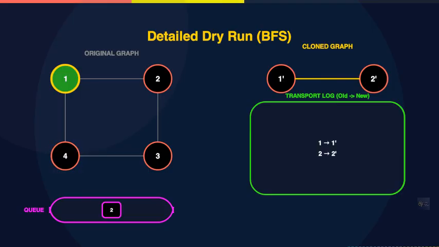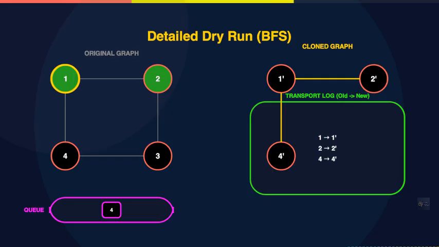Next, node 4. Not in the map. We create clone 4. Map it, link it to prime 1. And push node 4 to the queue. Moving to the next step. We pop node 2. Its neighbors are 1 and 3. Node 1 is already in our map. So, we simply link clone 2 to the existing prime 1.